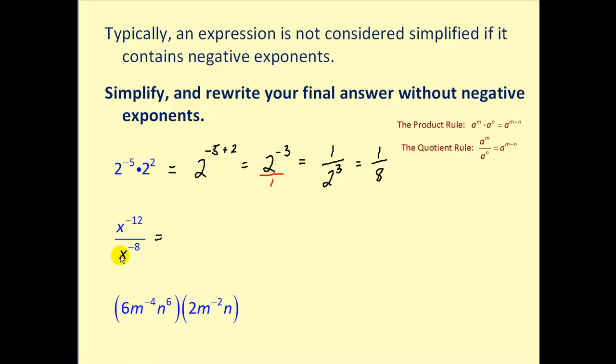For the next example, we're now dividing, so we'll apply the quotient rule where we subtract our exponents, and it's always the exponent of the numerator minus the exponent of the denominator.